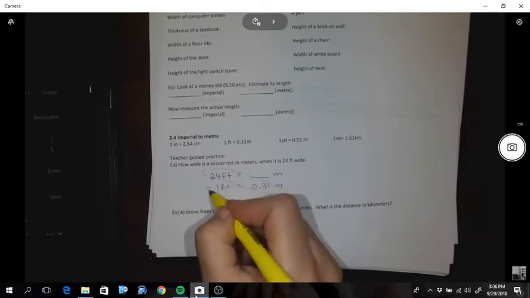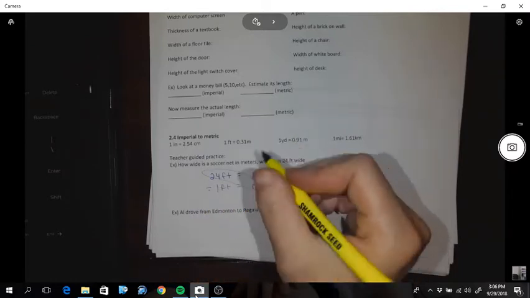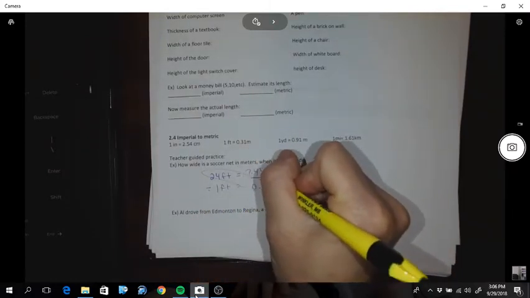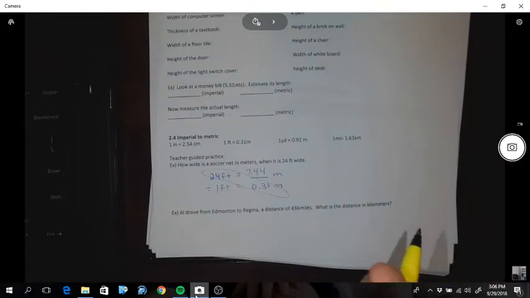Okay, so once I have that set up, I know that I could cross multiply, which means multiply the ones across from each other and divide by the other one. But I don't need to divide by 1 because it doesn't do anything mathematically. So 24 times 0.31 gives you 7.44 meters. Okay, and it's good to think about a visual of, does this answer make sense?